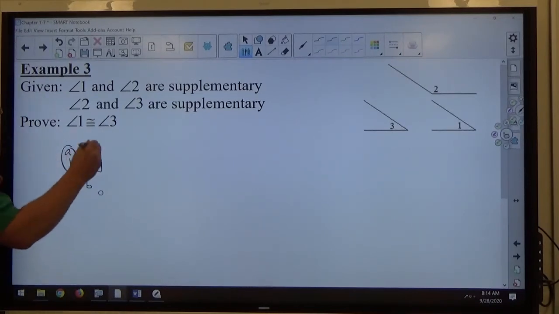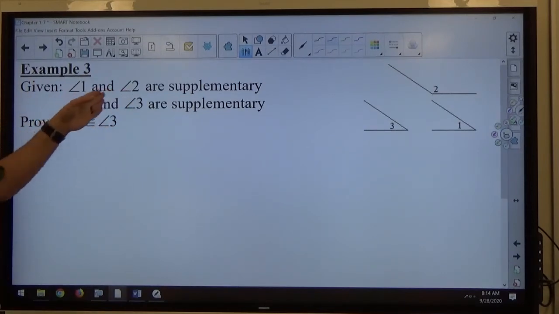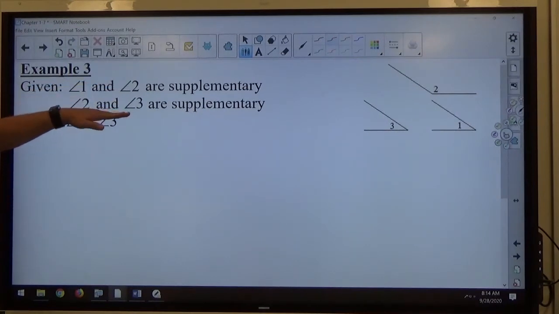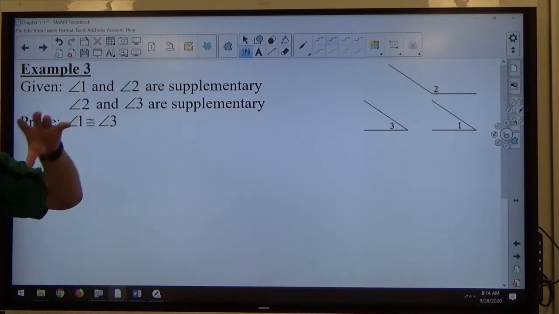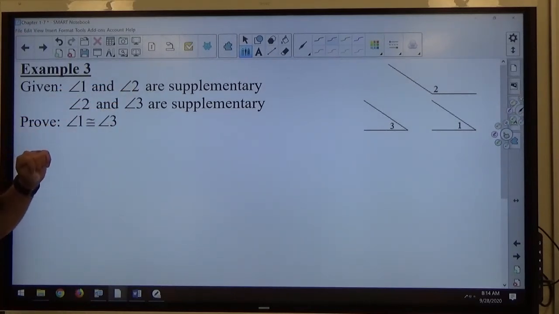So I know because angle 1 and angle 2 are supplementary, they add up to 180. 2 and 3 are supplementary, they add up to 180. I know that 1 and 2 and 2 and 3 both add up to the same thing, therefore they add up to each other. That gets angle 1 and angle 3 into the same equation. We'll try to prove a congruence. And what we saw last week, to prove congruence, we first prove equality. We prove things are equal, and then by the definition of congruent angles, we can say they're congruent.